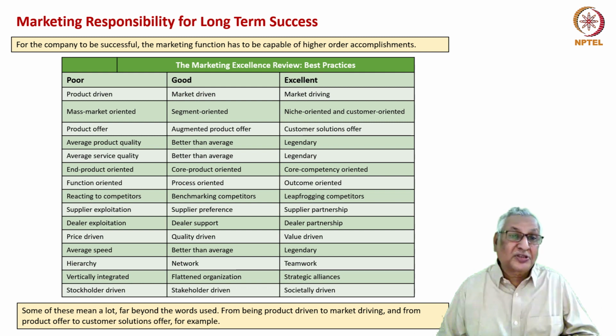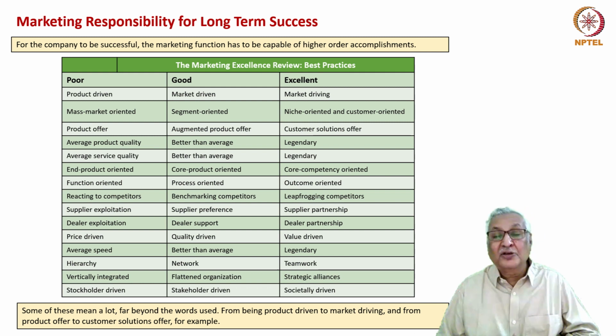If you exploit your suppliers, not so good. If you have preferred suppliers or if suppliers prefer you, it is great. And if you have supplier partnership, it is the ultimate. Dealer exploitation is something to be avoided completely. Dealer support is to be encouraged. And dealer partnership is again a good ecosystem goal.